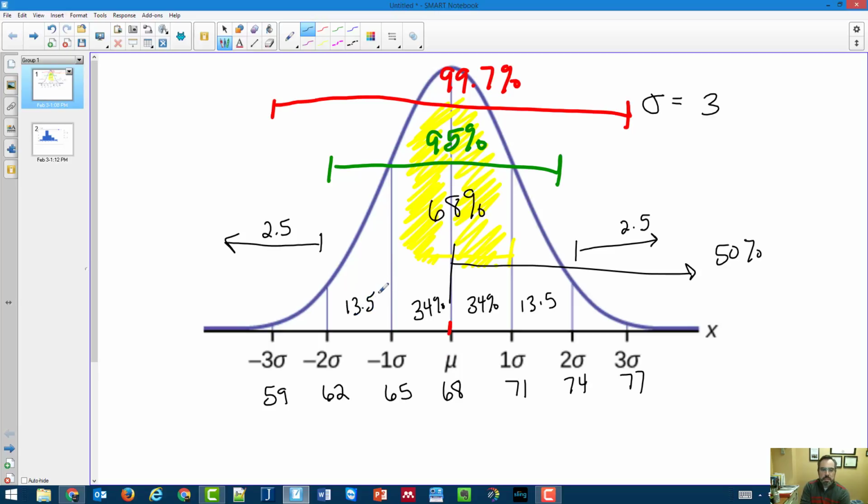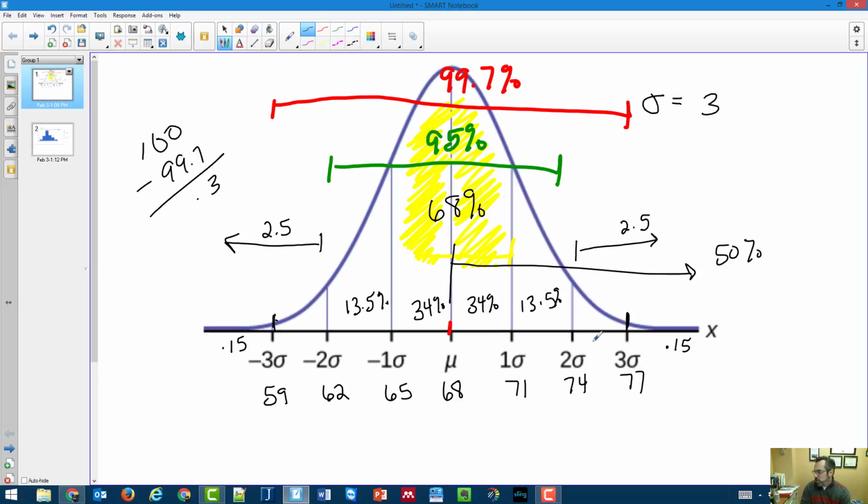13.5% here. Now the key to remember is 99.7 goes all the way to here, which means 99.7. 100 minus 99.7 only leaves me with 0.3%. If I break that in half, there's 0.15% out here and 0.15% out here.